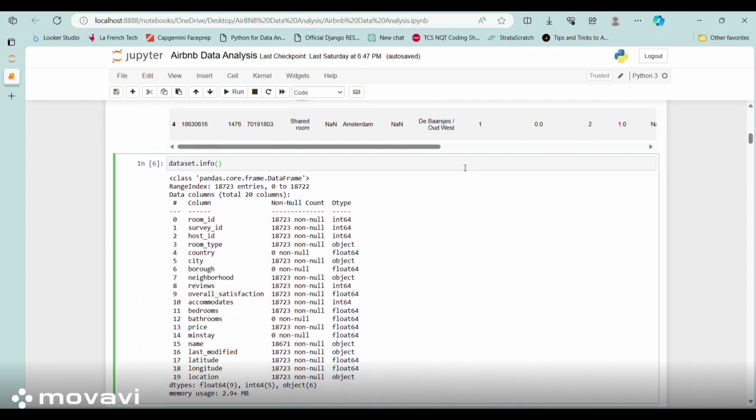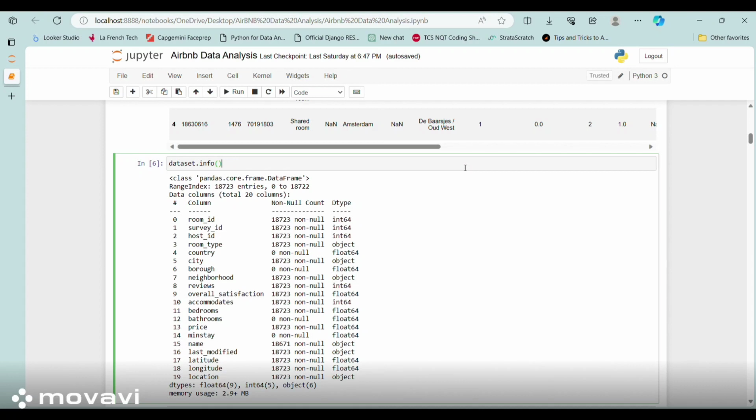Here, by using the info method, we have gained valuable insights into the structure of our dataset. Our dataset contains a total of 18,723 entries. Some columns have missing values denoted by the non-null count information. For instance, the country, borough, bathrooms, min stay, and name columns have missing data points. We can also observe the data types for each column. We have columns with float data type, int data type, and object data type, which represents string or textual data.